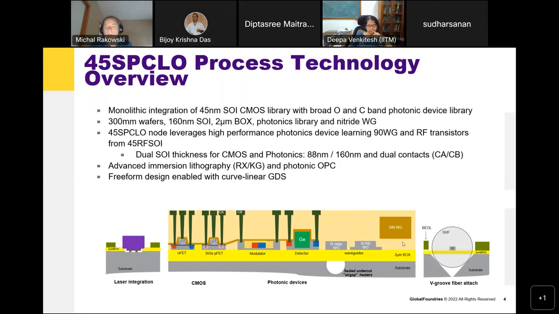On the right hand side, you see the V-groove to enable low loss fiber array optical I/O, and on the left hand side, you see a schematic representing our work on integrating a laser source, flip chipping the laser to the waveguide. So it's not only placing it on the waveguide, but also working with different mode conversion and trying to couple light from the flip chip laser into the waveguides as efficiently as possible.